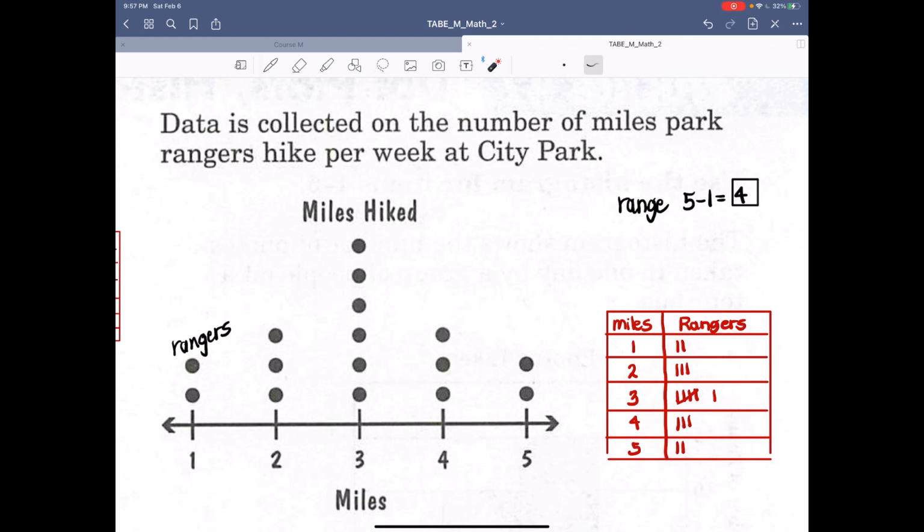5, 10, 11, 12, 13, 14, 15, 16. Count the dots. Make sure that you have the same number of dots. 2, 5, 11, 12, 13, 14, 15, 16. So we're dealing with 16 rangers.